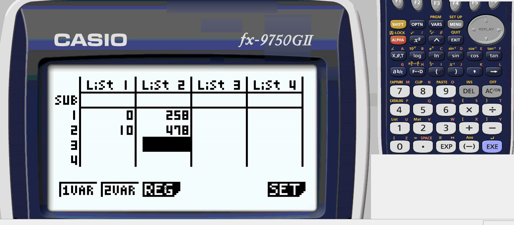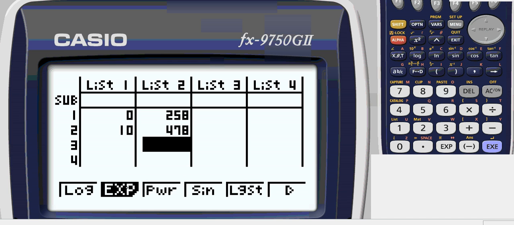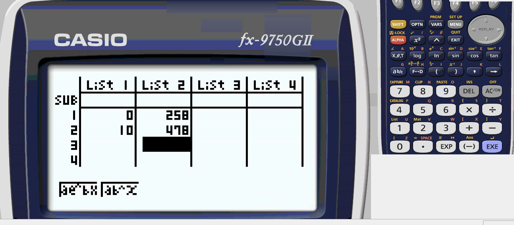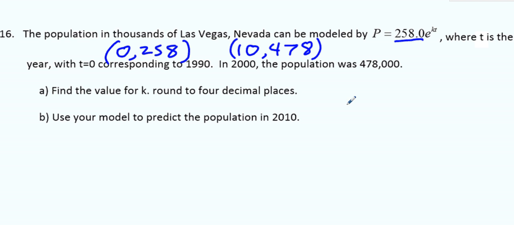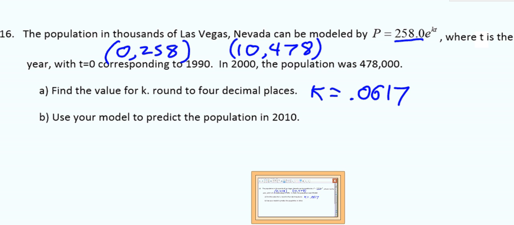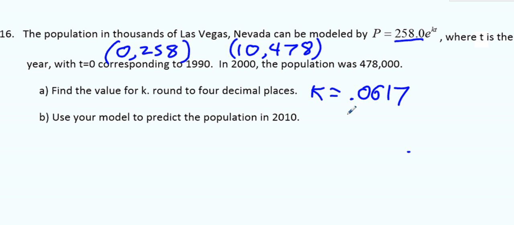And we need to calculate the regression line. We want the curve. It's exponential. And the formula they gave will look like a e to the bx. So a is 258. B is 0.0617. Calculator calls it B. Right here on the paper, it calls it K.